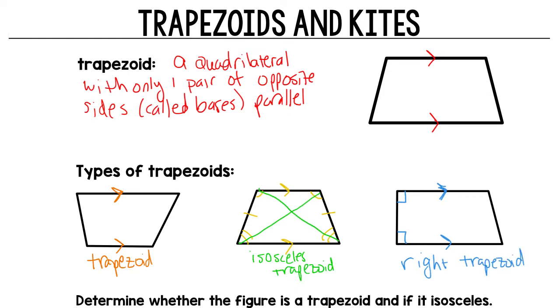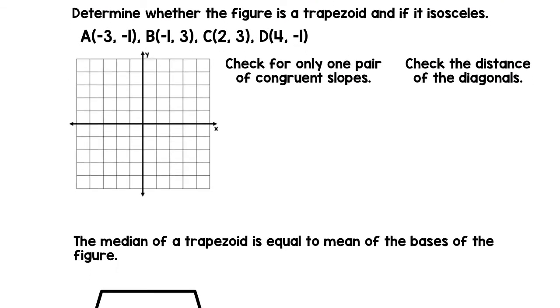All right, let's do a little example here and see if we can learn some more about what we do with these trapezoids. So determine whether the figure is a trapezoid and if it's isosceles. So first thing we're going to do is graph this puppy. A is at -3, -1. B is at -1, 3. C is at 2, 3. D is at 4, -1. All right, let's connect the dots here.